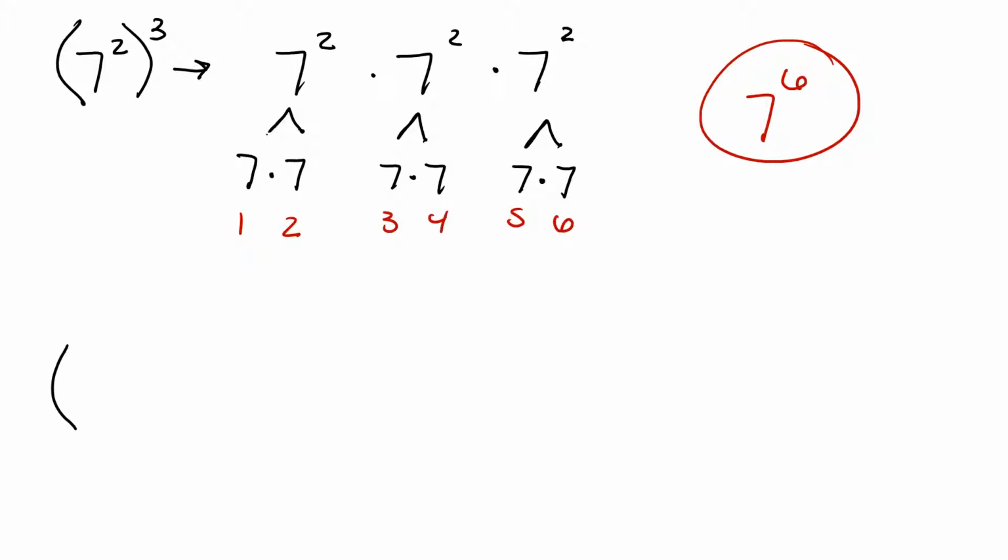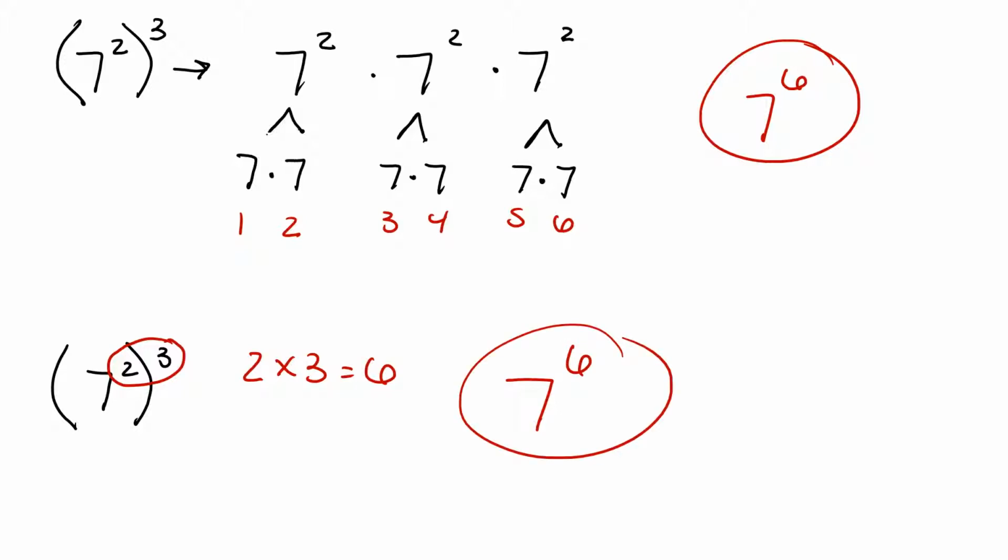If we wanted to use the shortcut method, which was multiplying the exponents, we would multiply the two together. 2 times 3, which is 6. We keep the base number 7 the same, with our new exponent 6.